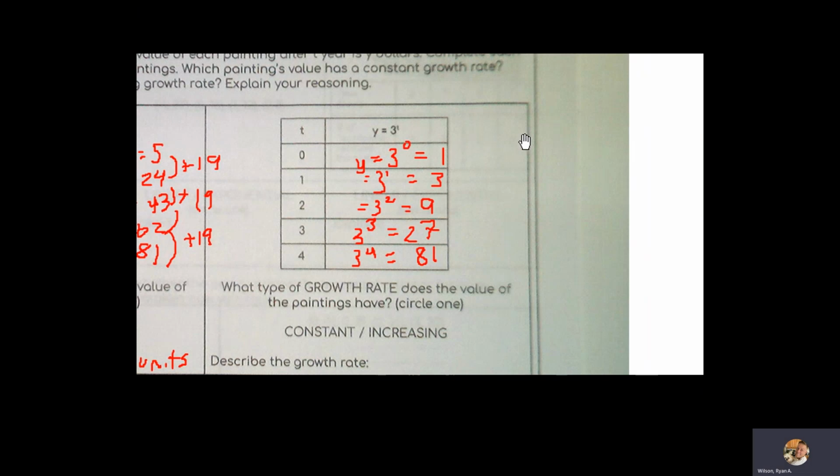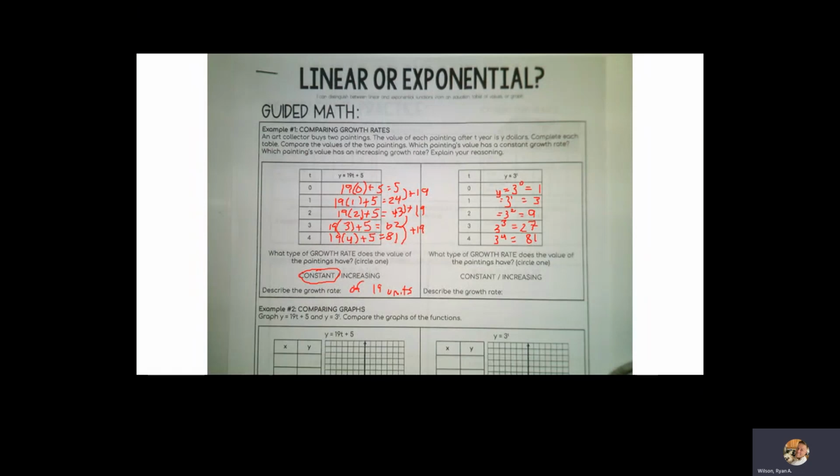I'm going to show you how to get your answers. What you're going to do is divide. You divide the second answer by the first. So what's 3 divided by 1? Okay, so that means that I had to multiply 1 times 3 to get that second answer. What is 9 divided by 3? 3. So that means I had to multiply by 3.